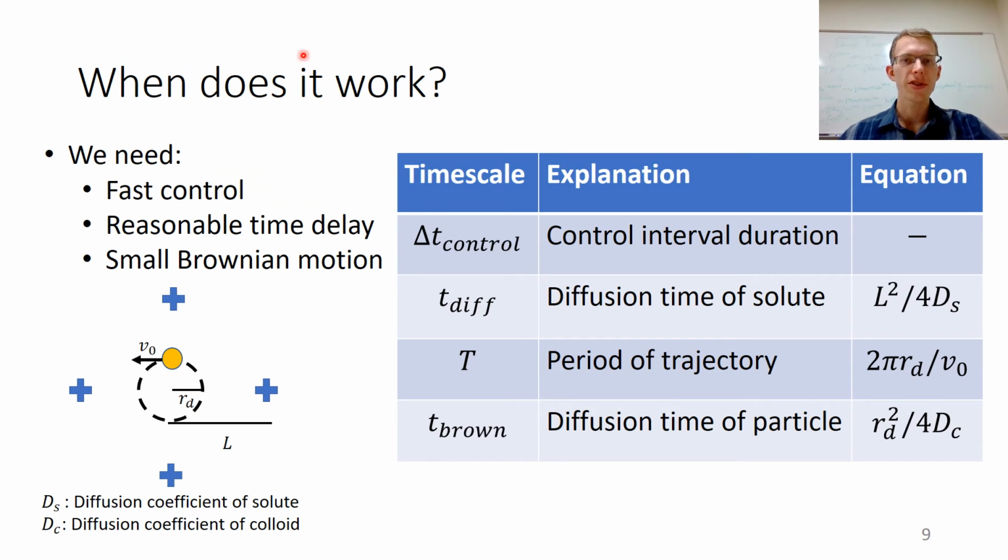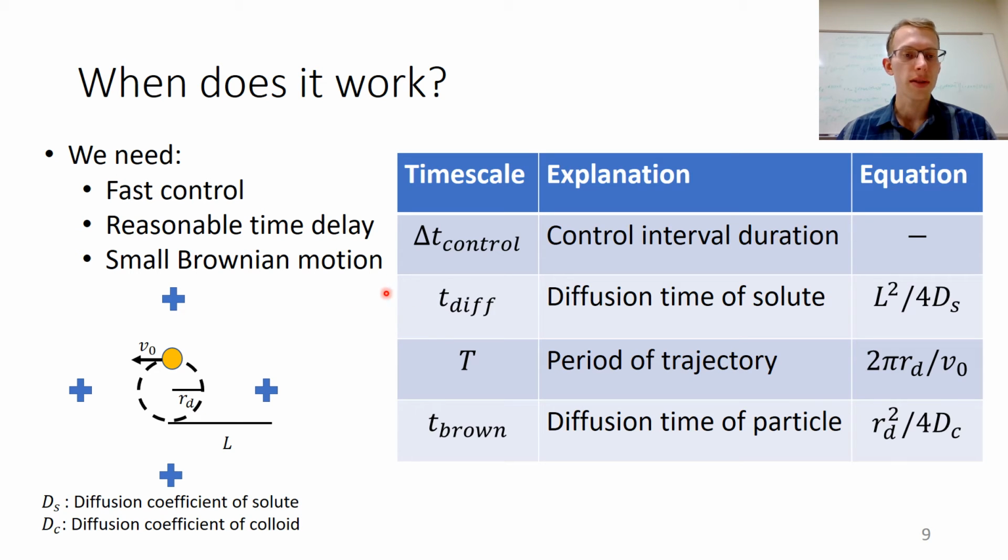The simulation I just showed was one that worked well, but sometimes it doesn't work that well. We found 3 rules that need to be met for the particle to accurately reproduce the target trajectory. The first one is fast control. We need the controller to be fast enough. The second is a reasonable time delay. It's very difficult if the time delay is larger than you're able to deal with. And the third was we need a small degree of Brownian motion, so the Brownian motion doesn't have a chance to move the particle away from the desired trajectory too far.